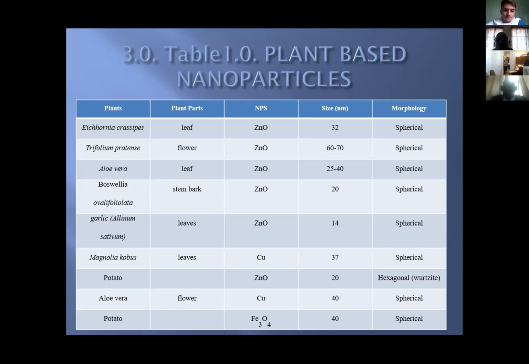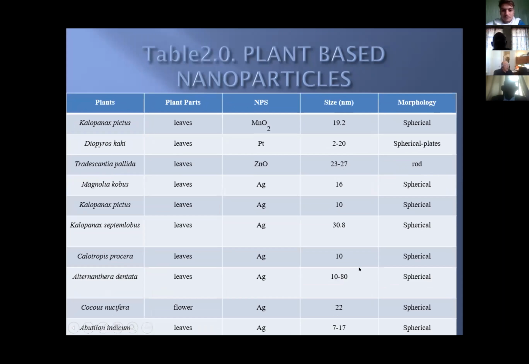So there is a whole range of plants that have been worked on: aloe vera, magnolia, Cocos, the leaves, copper nanoparticle. So I presume they used copper acetate, and the nanoparticle size is 37, spherical. If you took potato, they used zinc acetate. They got a nanoparticle size of 20. It's hexagonal. If you look at garlic, that we commonly use in cooking, you took the leaves of the garlic, they reacted with zinc acetate, and the nanoparticle size is 14, and it's spherical. And so it goes on.